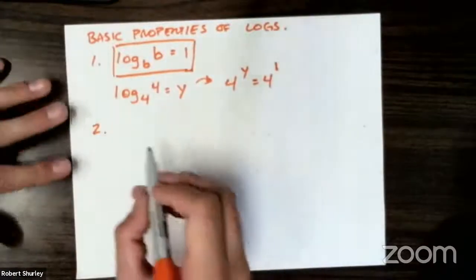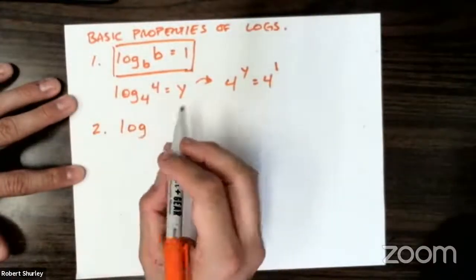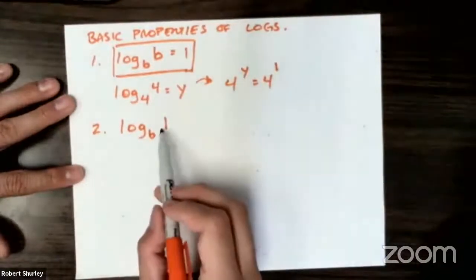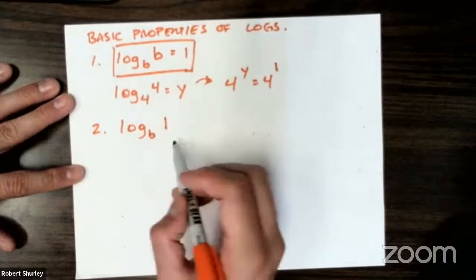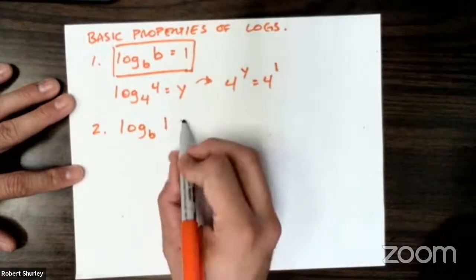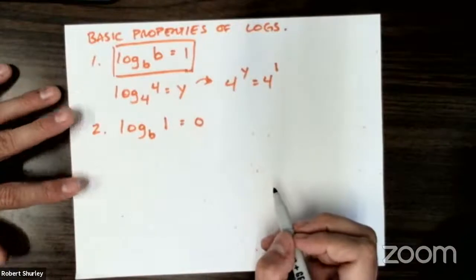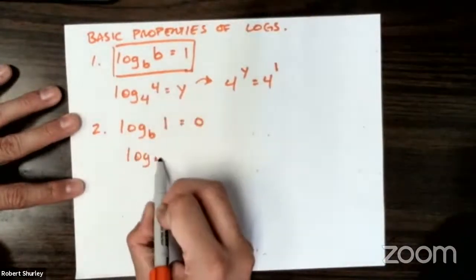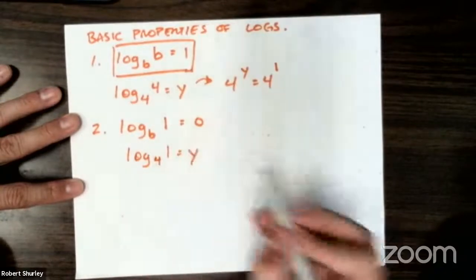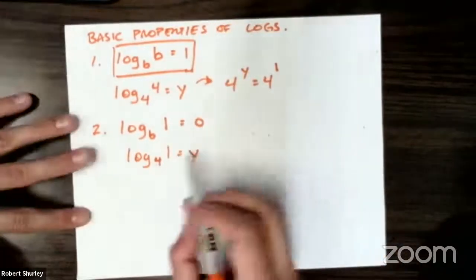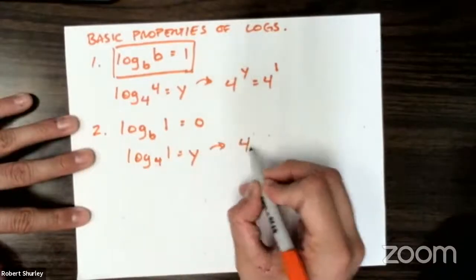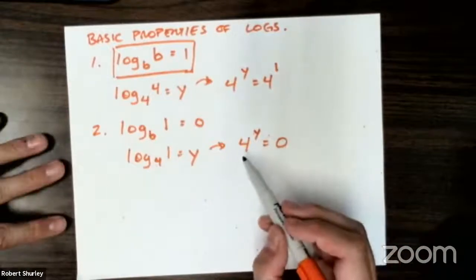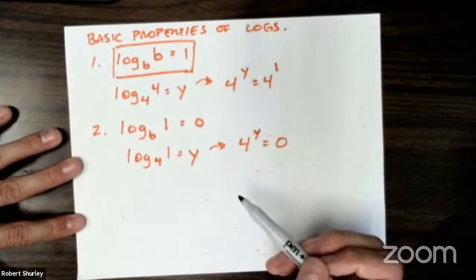The second one that your book goes over says, what if we take the log of some base of 1? It turns out it doesn't matter what the base is. If you're taking the log of 1, it always equals 0. We'll show this again with that 4 example. If I had log base 4 of 1, and I want to know what it equals, why is it 0? Well, if I wrote it as an exponent, it would be 4 to the y power equals 0. Nope, I lied, didn't I? Wait.